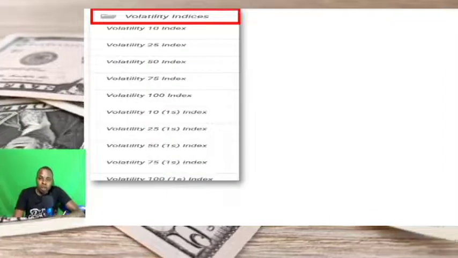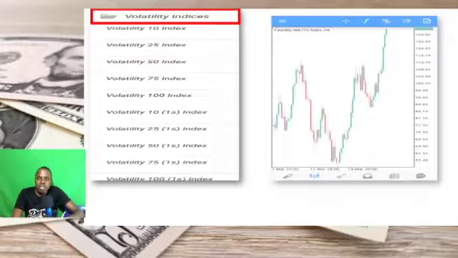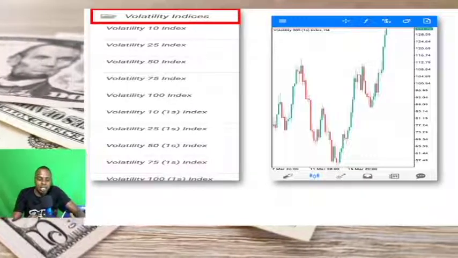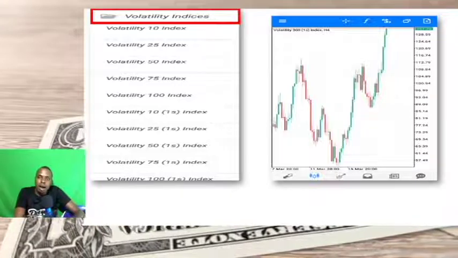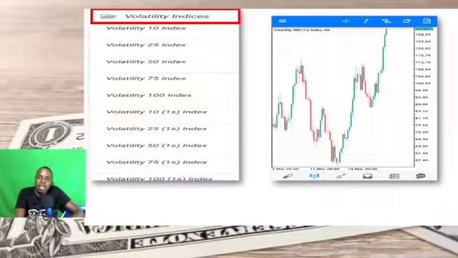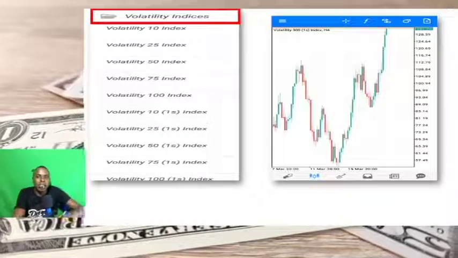work. We start off with the volatility indices. So the volatility indices is just an index that measures the volatility, right? It's just an index that has different volatilities, right?